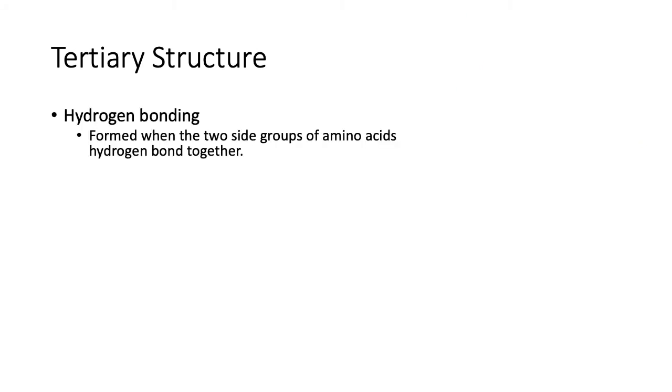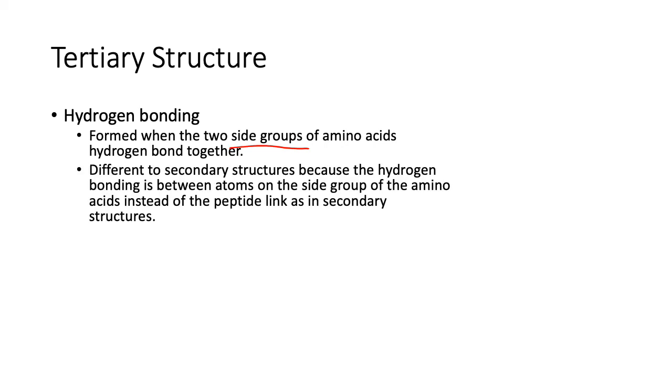Hydrogen bonding. Remember, we dealt with hydrogen bonding of peptide links in secondary structures. Now we're dealing with hydrogen bonding in tertiary structures, which will be between two side groups of amino acids. So it's super important to remember tertiary structures, side groups. It's different to secondary structures because the hydrogen bonding is between atoms of the side groups instead of the peptide link as in secondary structures. I just said that, and I emphasize that again and again.